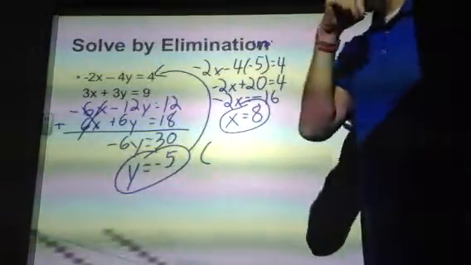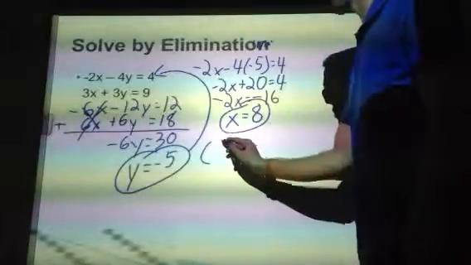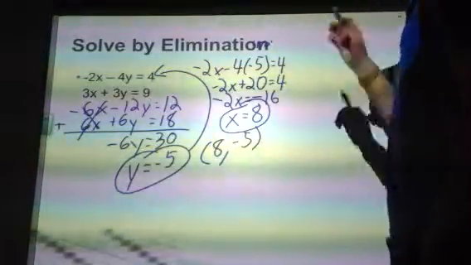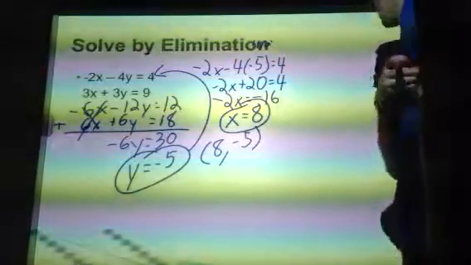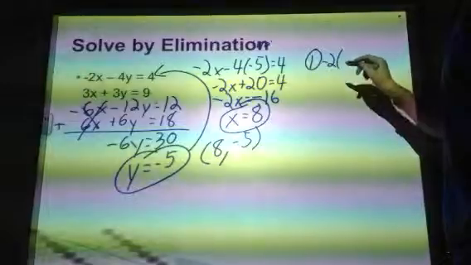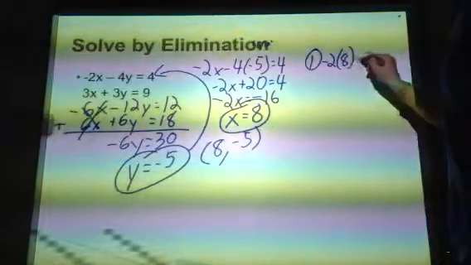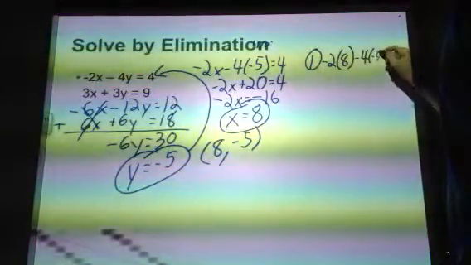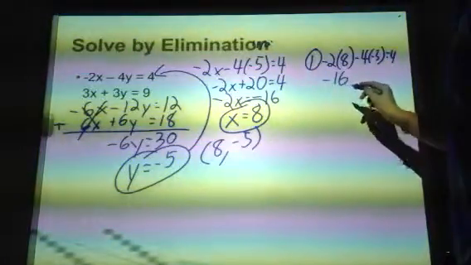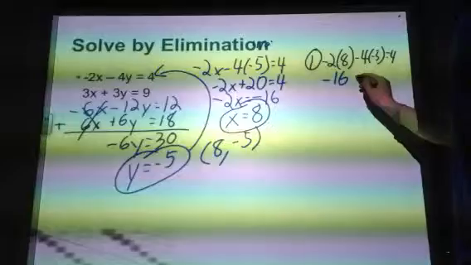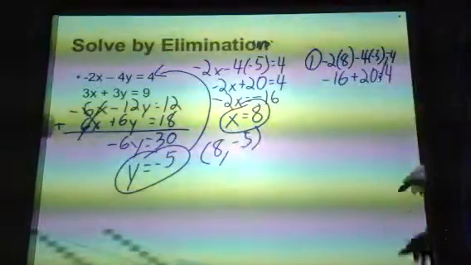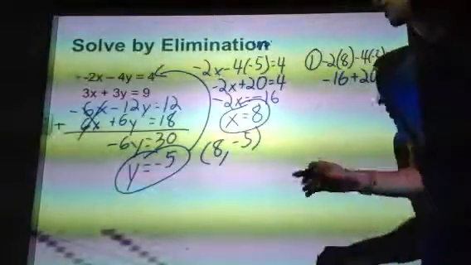Alright, step 6. What should have been your step 6? Write your answer as an ordered pair. So your ordered pair should be 8 and -5. And then step 7, check your work. So over here we're going to check our work with the original equations. So -2 times 8 minus 4 times -5 equals 4. We're going to see if that's true. So this will be -16. -4 times a -5 plus 20 equals 4. -16 plus 20 is equal to 4. So we're okay there. We're good.